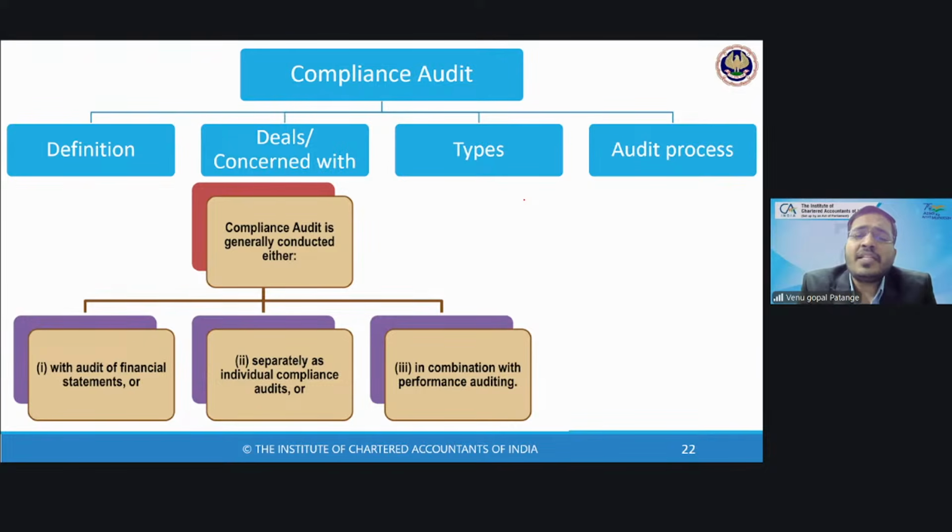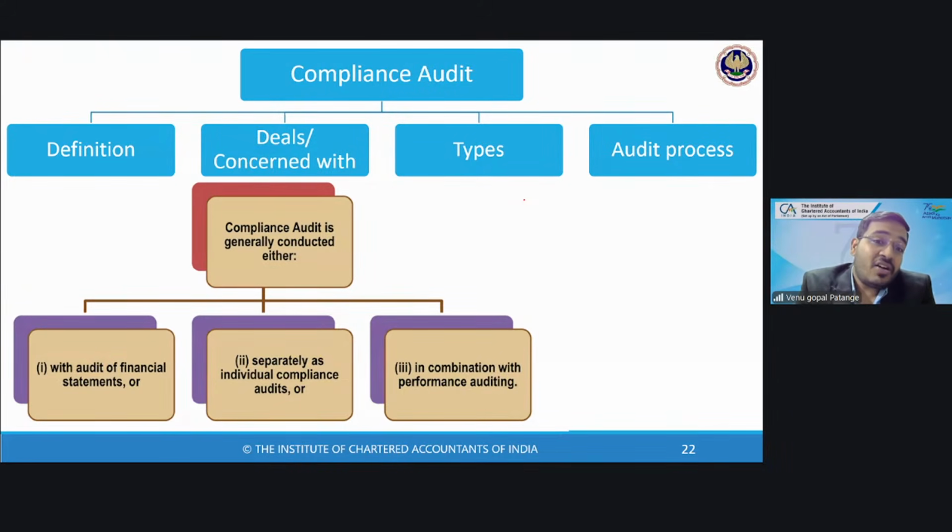So there are three types. First, compliance audit can be done alone. Second, compliance audit plus financial audit. Third, compliance audit plus performance audit. But what happens when compliance audit is done along with performance audit? We'll see that. When compliance audit is done alone, you know the elements.